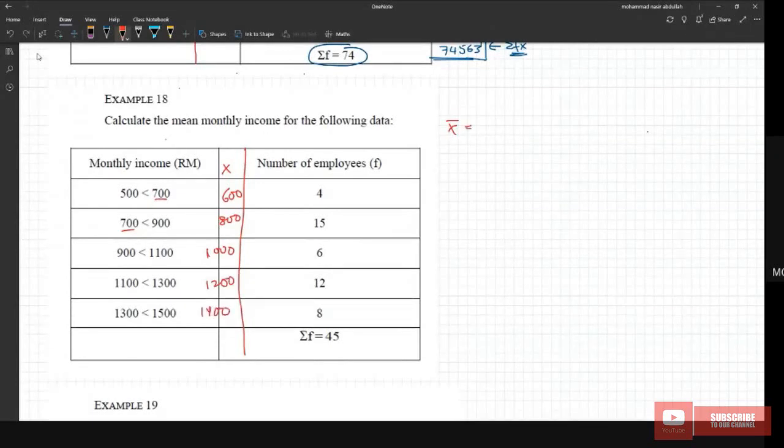Summation of x bar should be equal to summation of fx divided by summation of f. So by using your calculator, you need to follow the first step: clear all the memory, press shift, mode, and press 4 for frequency, frequency on, and press mode, press 3 for stat, 1-variance, you will key in the values into the calculator. Right?